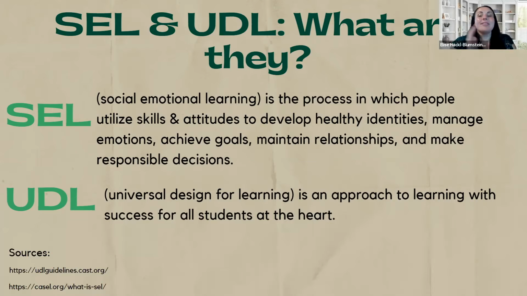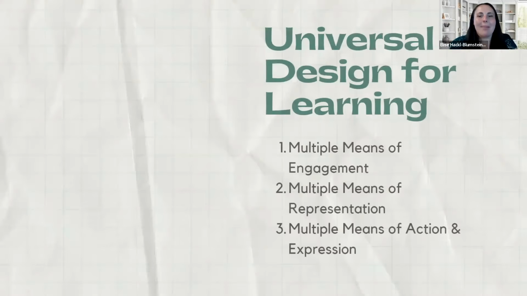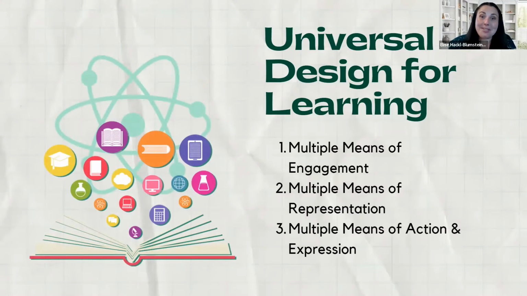Now, universal design for learning is an approach to learning with success for all students at the heart of it. So what does that really mean? What that means is multiple means. If you take anything away from this and you don't know what universal design is, multiple means. Those are the two big words that I want you to take away from this. It's really broken up into three main areas: the multiple means of engagement, of representation, and of action and expression.